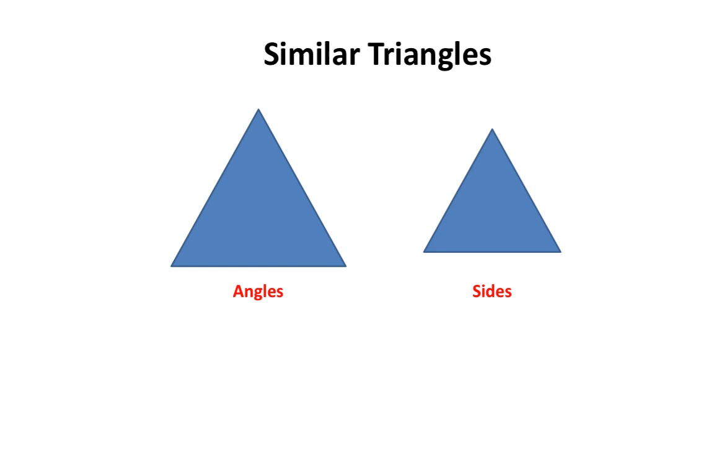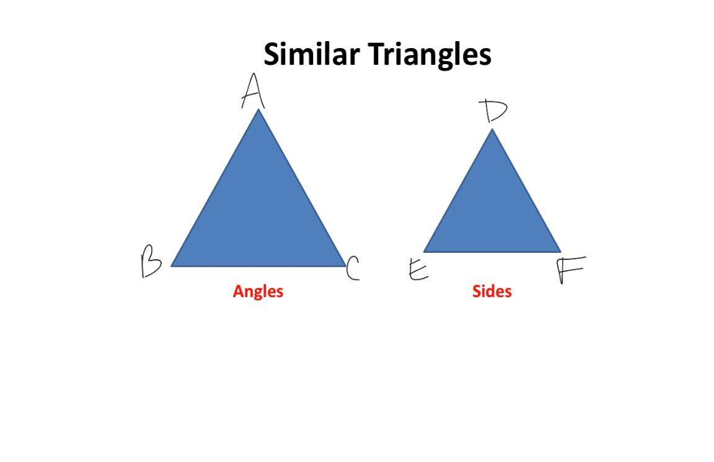We have two similar triangles. Let's label their vertices. In similar triangles, corresponding angles are equal, however, corresponding sides are not equal. The ratio of corresponding sides are equal.